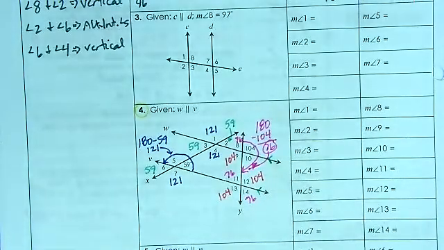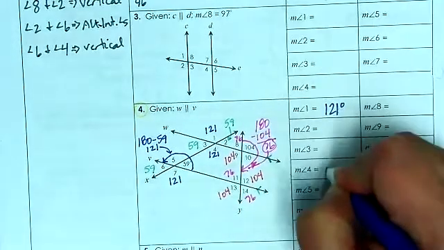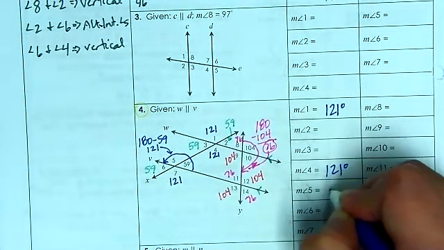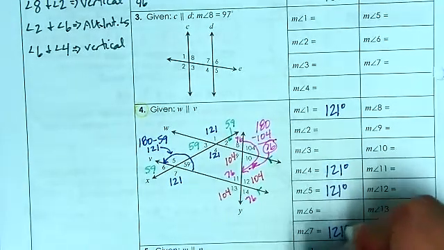I have labeled this entire figure and I have the measure for every single one of the angles. Now we need to write them down. I'm going to go back to those same colors. The measure of angle 1 is 121 degrees, 4 is 121 degrees, 5 is 121 degrees, 7 is 121 degrees.